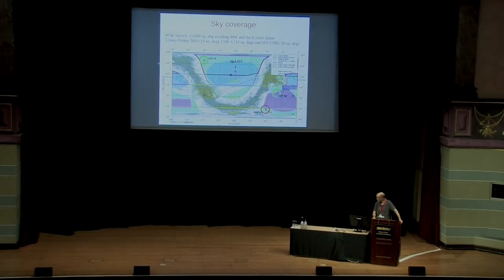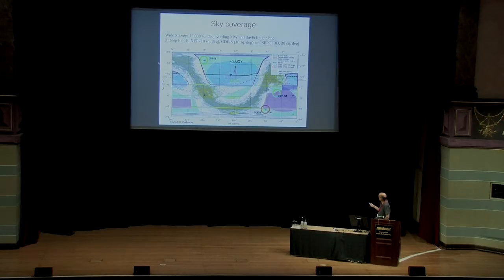All right, this is the view of the sky coverage. So basically the wide survey will cover everything which is not in the galactic plane and in the ecliptic plane. So this is represented in green with overlaid on it in dark green here the SDSS footprint, and in magenta in the south the DES footprint.